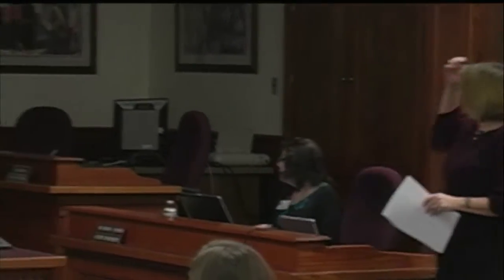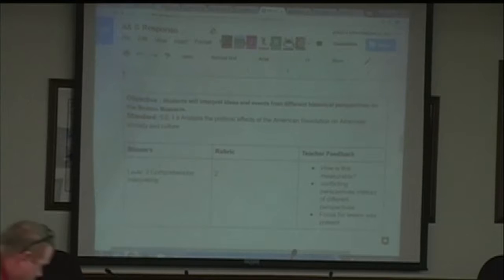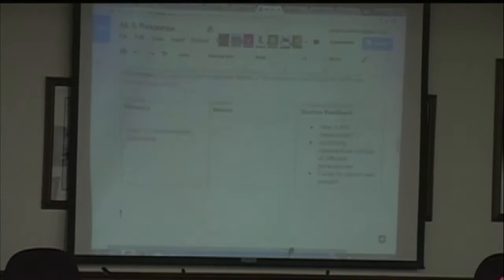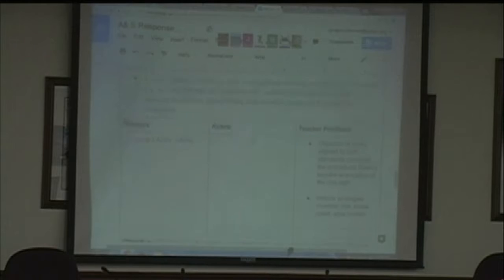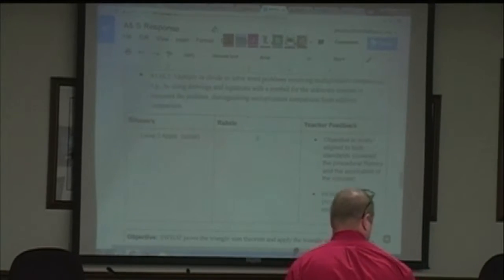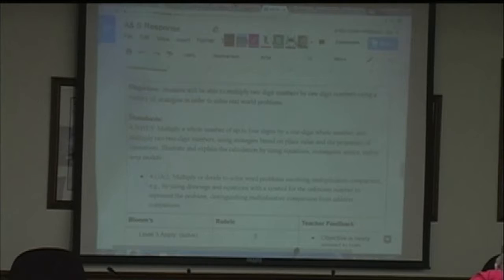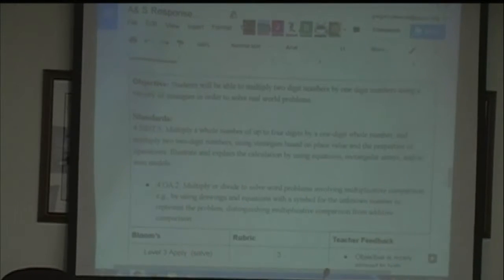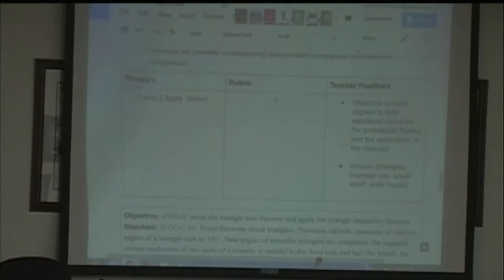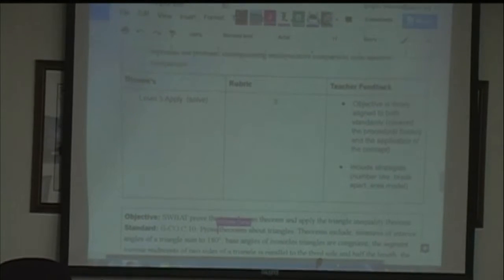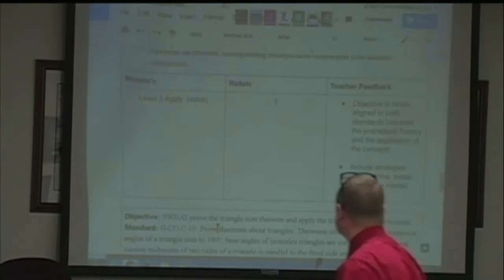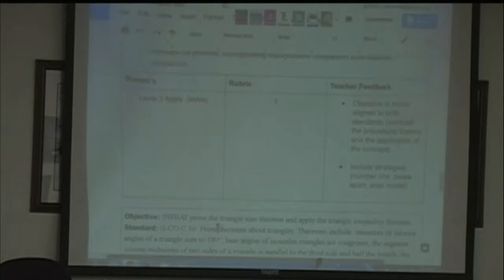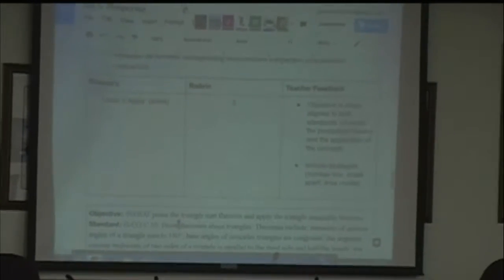So we looked at, and we were actually all in agreement with, the first objective: that students will be able to multiply 2-digit numbers by a 1-digit number. We were in agreement that the Bloom's level was level 3, apply. We were a little all over the place at first with the rubric score. We had 2s, we had 3s, we had an argument for 4. And then after discussion, we settled on a 3.